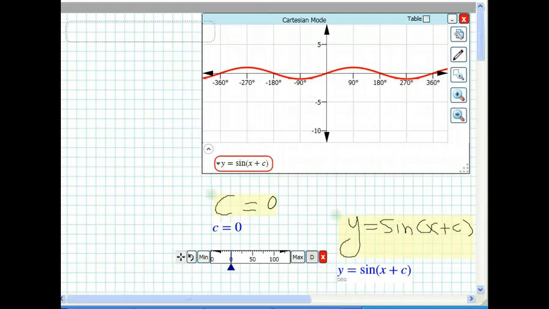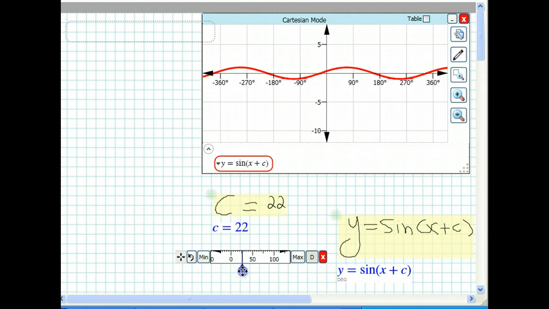Today we're going to talk about how to shift the sine and cosine curves horizontally. So what we have here is a normal sine curve, and what we're going to do is add a value to x. If you look down below, you see that this is the sine of x plus c. If you look at the little slider I'm about to move, I'm going to move this slider so the value of c changes.